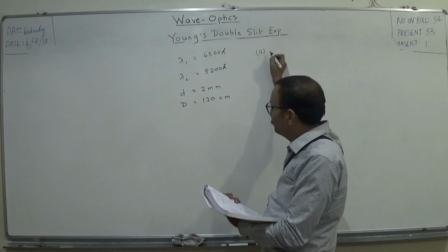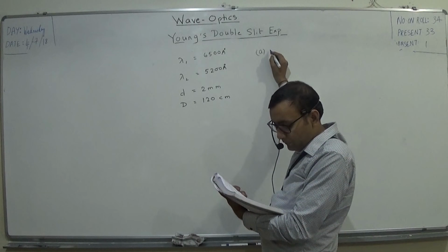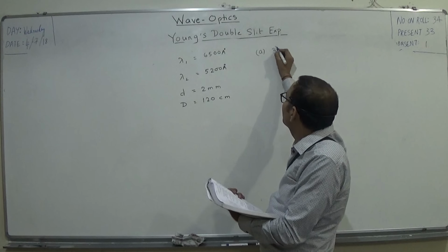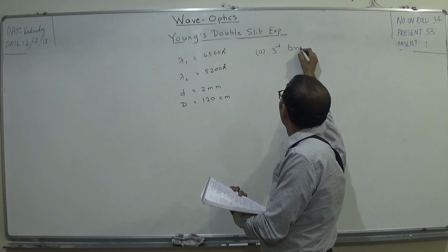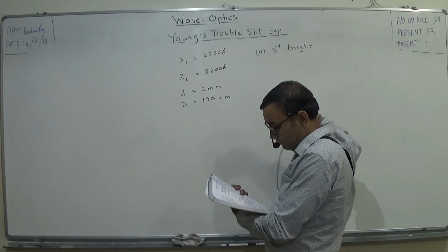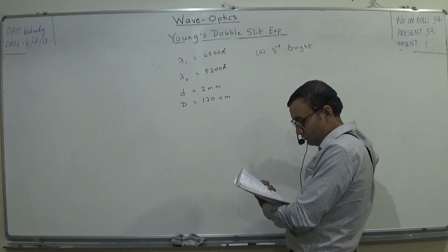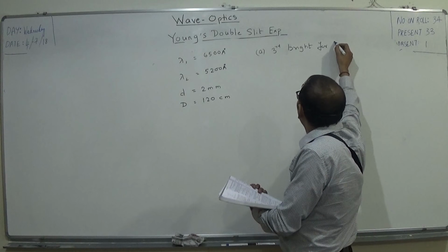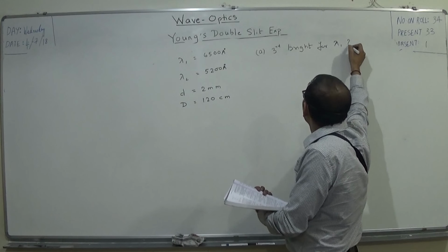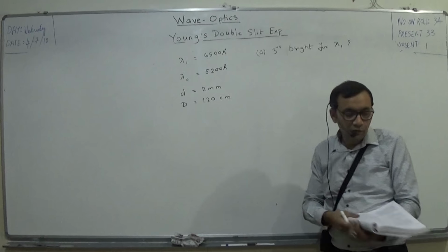Part A. Distance of the third bright fringe for lambda 1. How much is this? First do this, then we'll go to the next part.